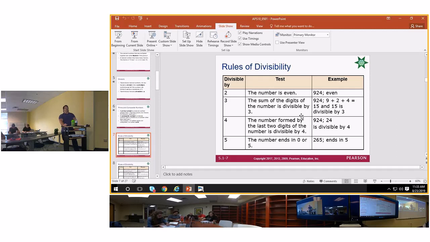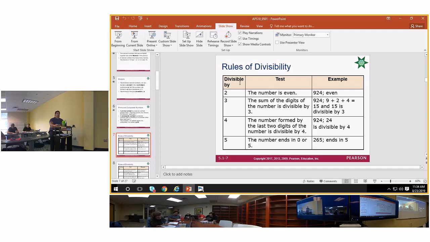Again, these are probably 2nd, 3rd, 4th grade things that you should have learned. But some people forget them, and I understand that. Is the number divisible by 4? Well, are the last 2 digits divisible by 4? Yes. And 924 is. If the number ends in 0 or 5, that's an easy one. Most of you remember that one. If the number ends in 0 or 5, it is divisible by 5.